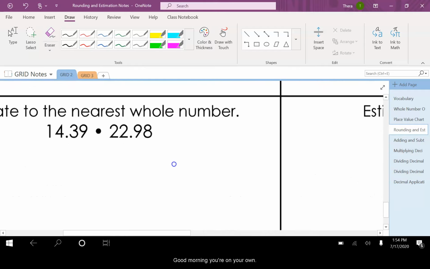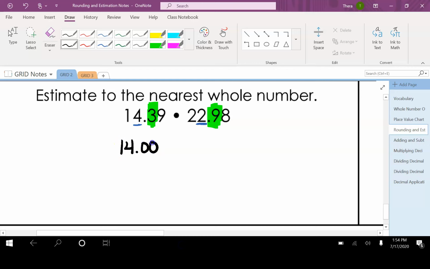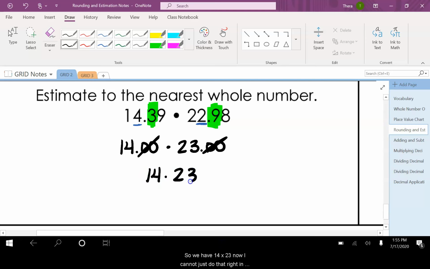Two more, and then you're on your own. Estimate to the nearest whole number. Okay, that's the ones place. We were going to look. Now this 3 tells that 4 to stay the same. So we have 14 times. That 9 tells that 2 to go up, times 23. And we can get rid of these zeros because they're after the decimal. This dot here, I like to call it the multi-dot because it means multiplication. So we have 14 times 23.